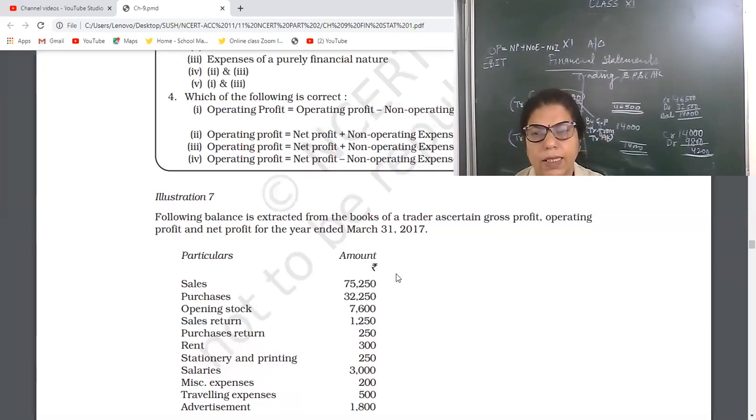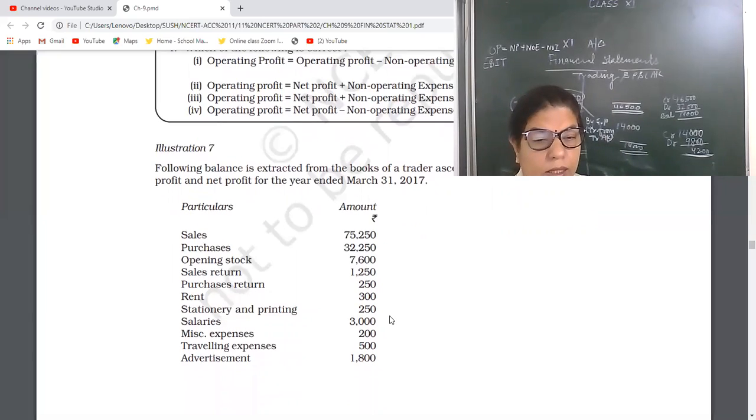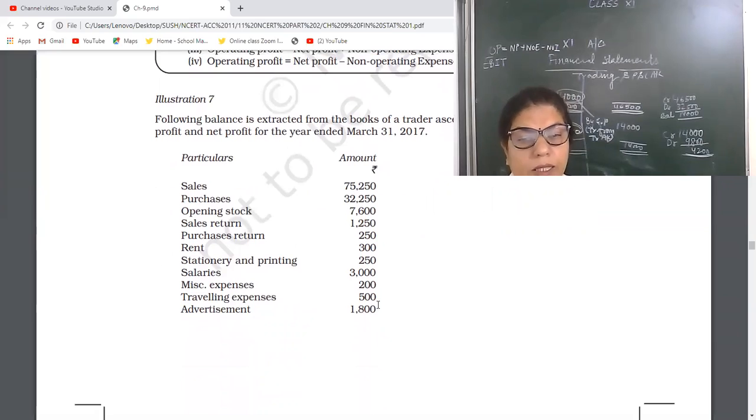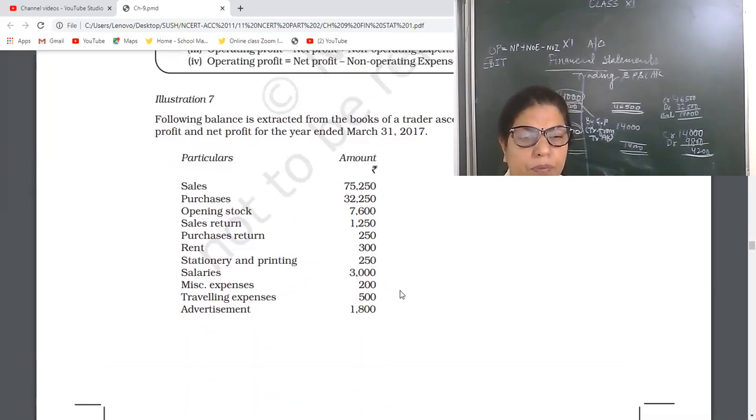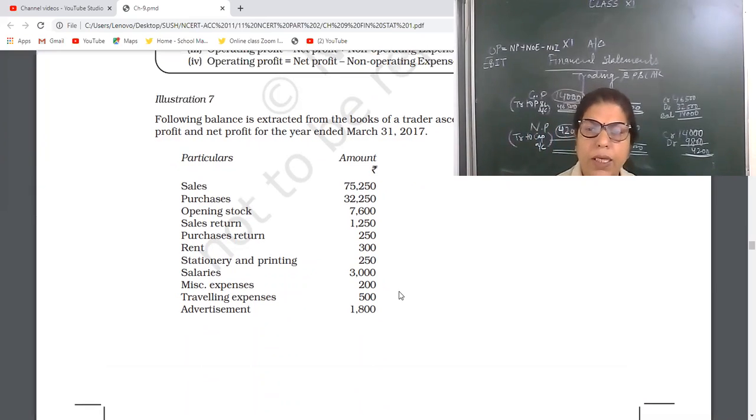Note down: sales, credit side; purchase, debit side; opening stock, debit; sales return will be subtracted from sales on the credit side; purchase return will be subtracted from purchase to calculate net purchase. Rent, stationery, salary, miscellaneous expenses, advertisement, traveling expenses, all are expenses to be shown in the profit and loss account. Please note down the question, then I will tell you. Note down with the amount.